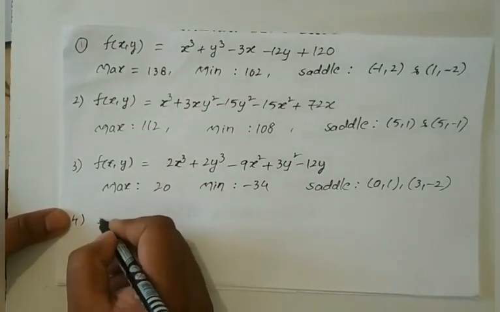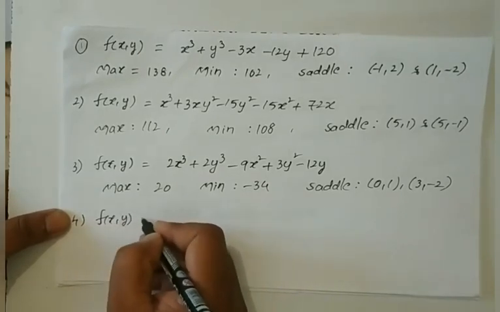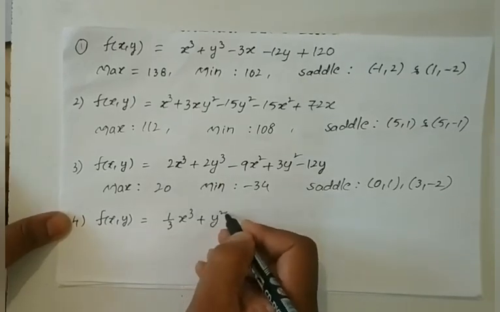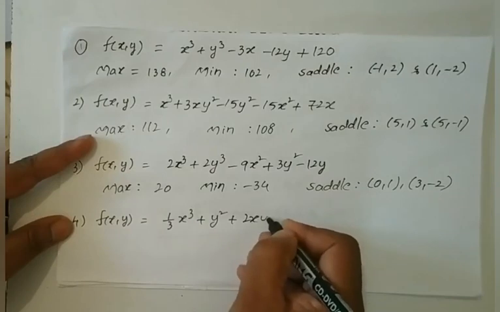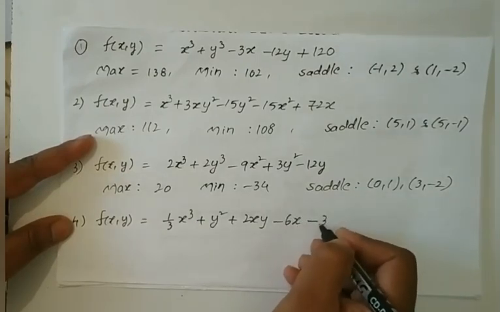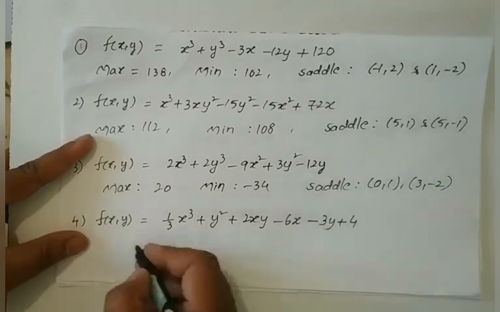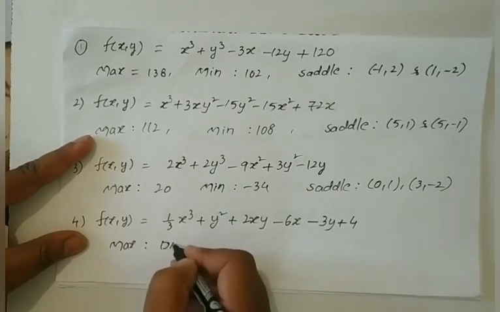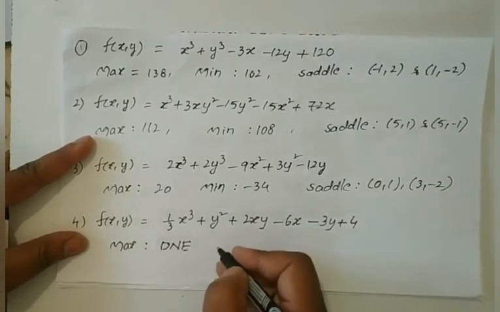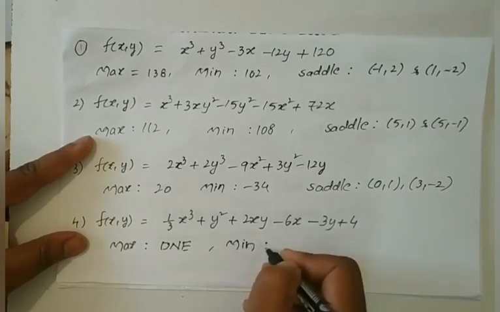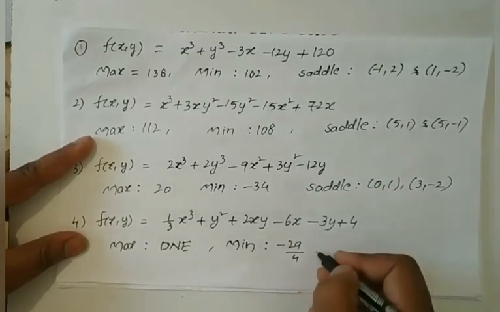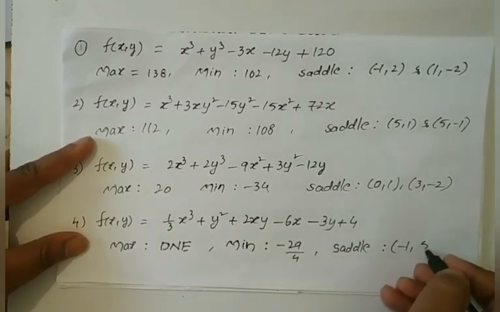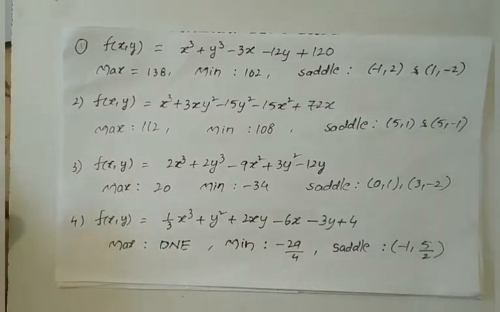Fourth one, f of x, y is equal to 1 by 3 x cube plus y square plus 2xy minus 6x minus 3y plus 4. Maximum does not exist. Minimum minus 29 by 4, saddle points minus 1 comma 5 by 2. Please do these problems.